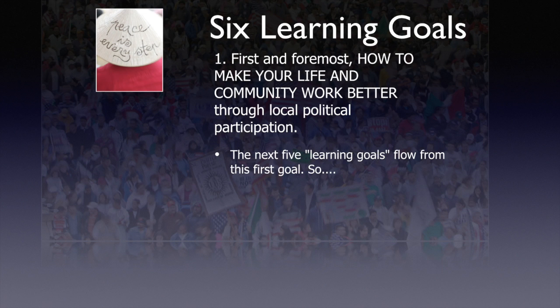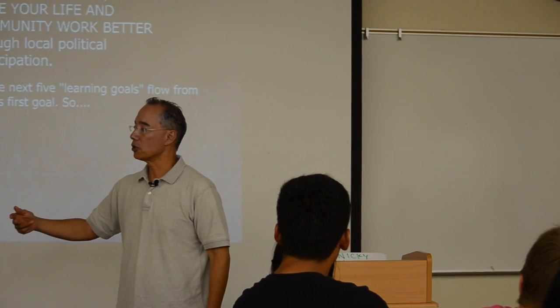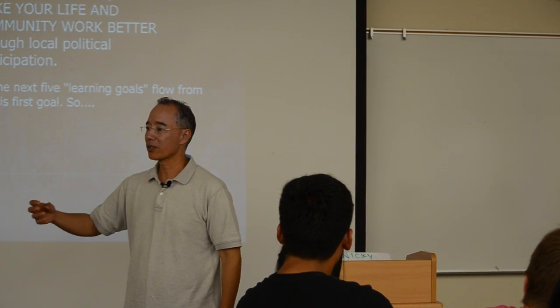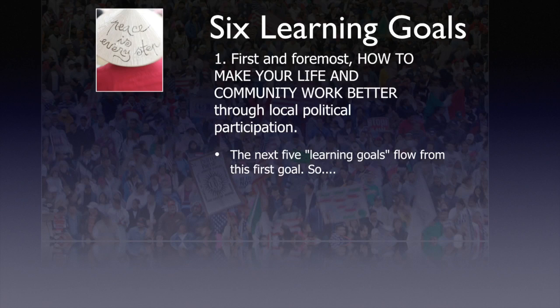There are 6 key learning goals for this class. At the end of the quarter, these are the things that I want you to master, or at least to get under your belt well enough. So the first one is this: how do you make your life go better? How do you make your life, your community, your family go better using the tools of politics? The next 5 learning goals all flow out of that one.